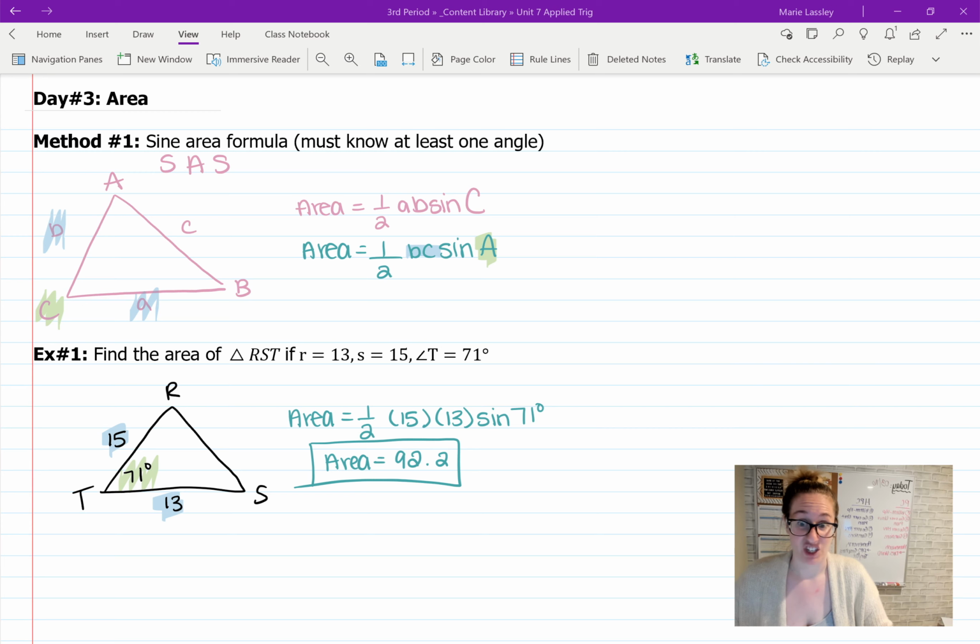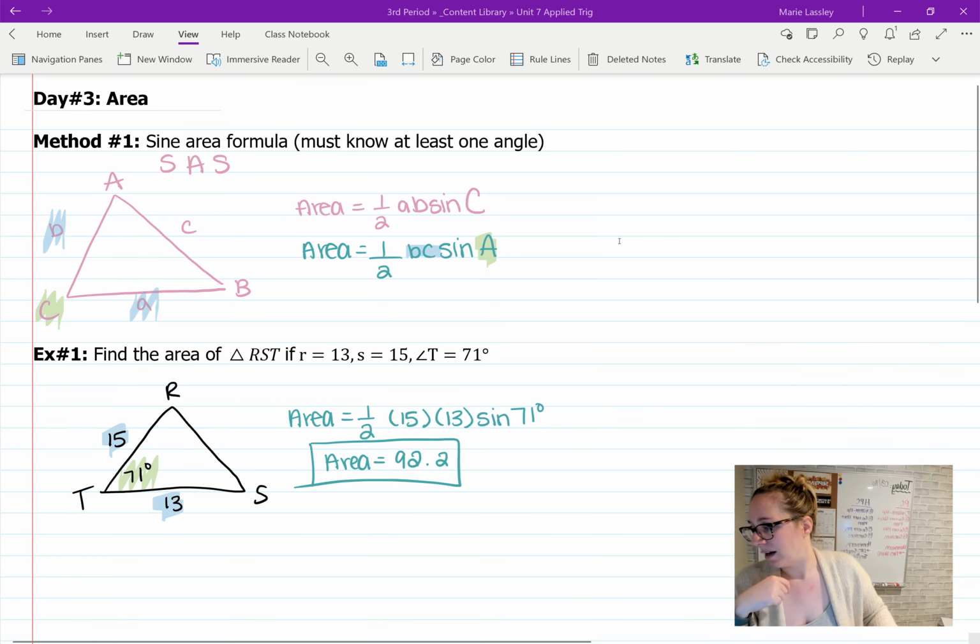And that's it. You're done. That's the end of the problem. All right, so not so bad. Like I said, there are going to be harder ones where you're not given the exact information you need. So you would have to use one of our techniques for finding missing sides or angles in order to actually do the area, but we didn't have to do that in this one. It was a super easy one.